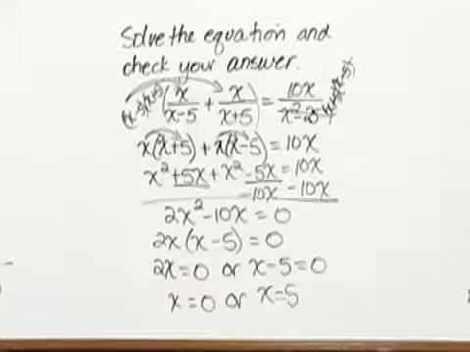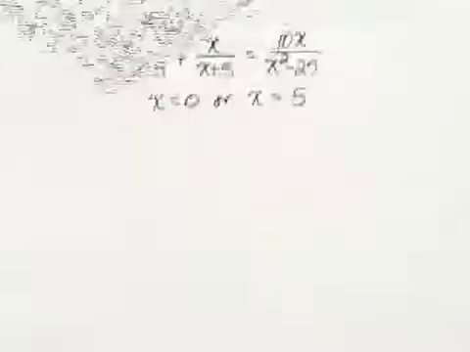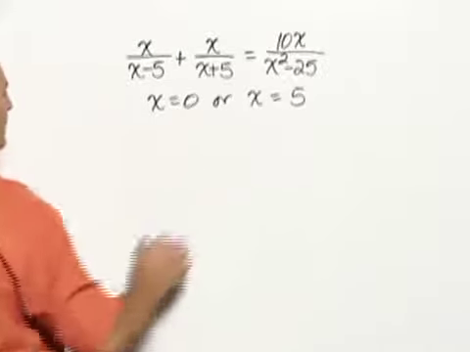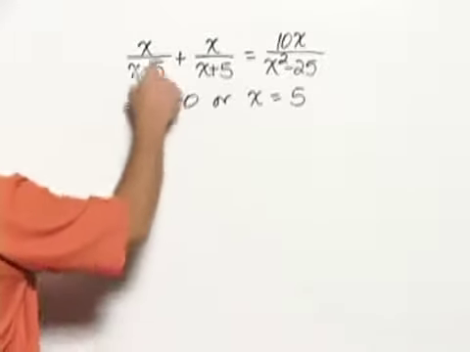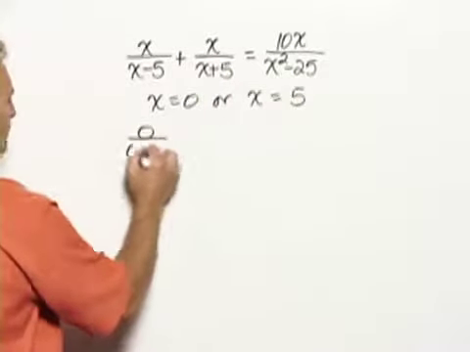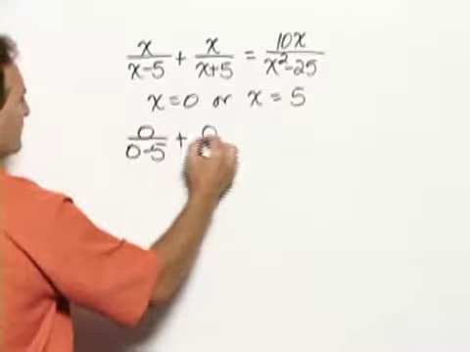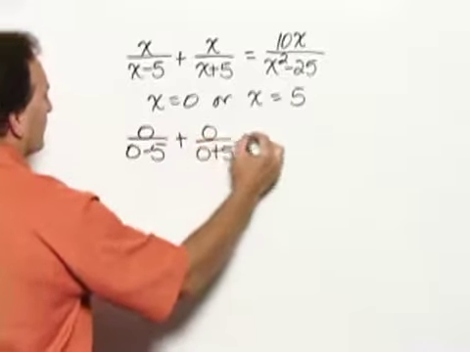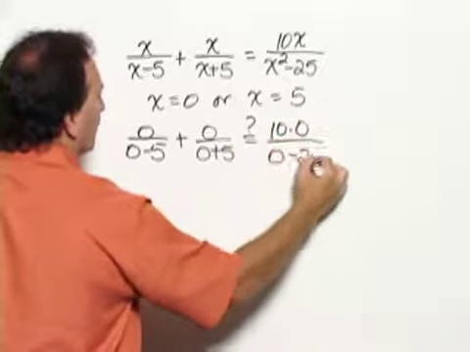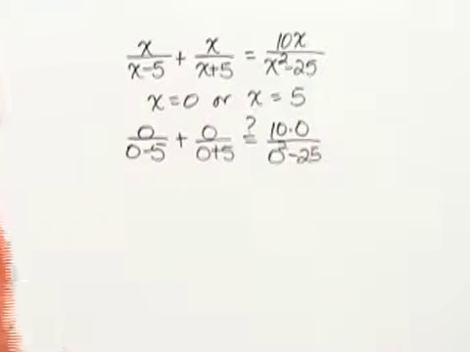We need to check both of those values in the original equation to see if they check. So let's do that next. So here we have the original equation. We want to check x equals 0. We also want to check x equals 5. Substitute 0 in place of each x. So we would have 0 over 0 minus 5 plus 0 over 0 plus 5. Does that equal 10 times 0 over 0 squared minus 25?